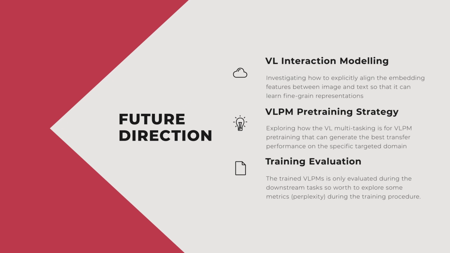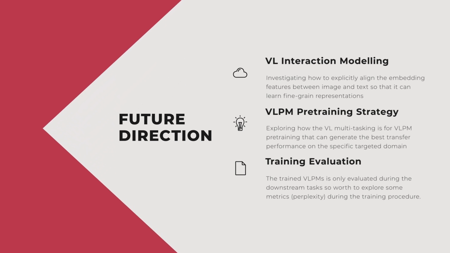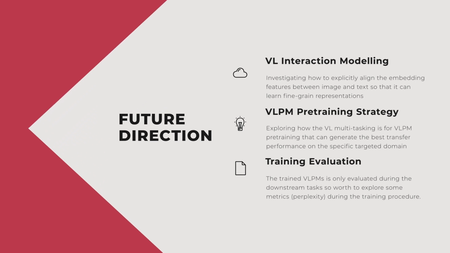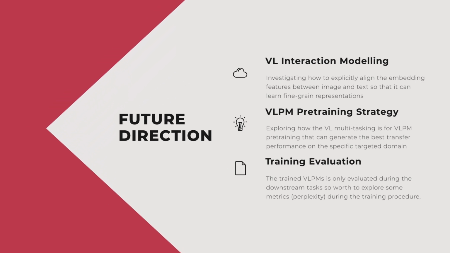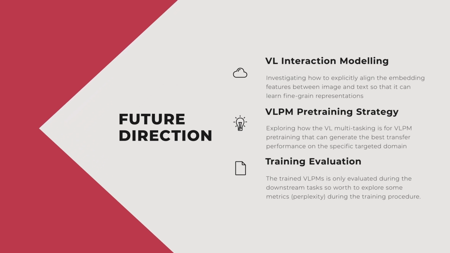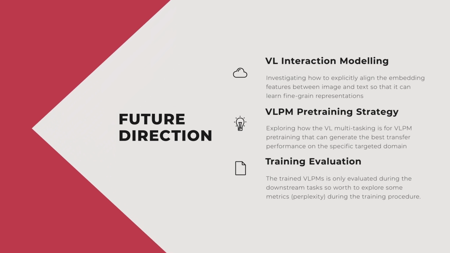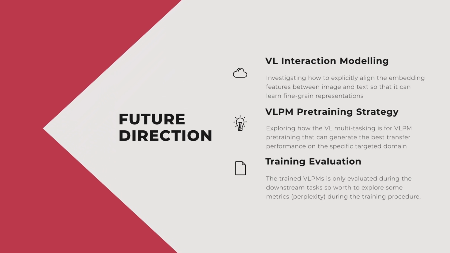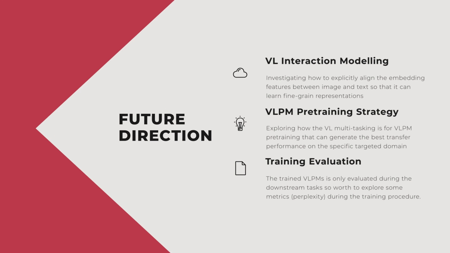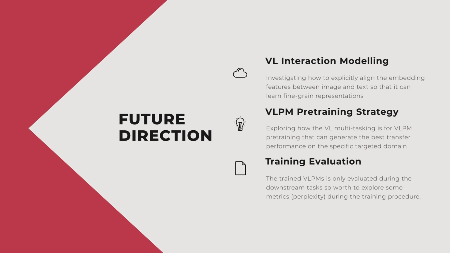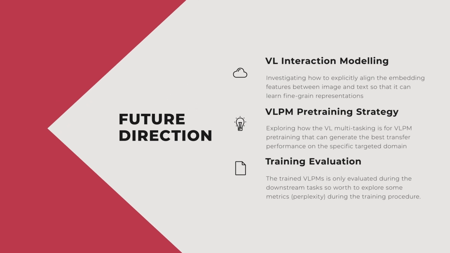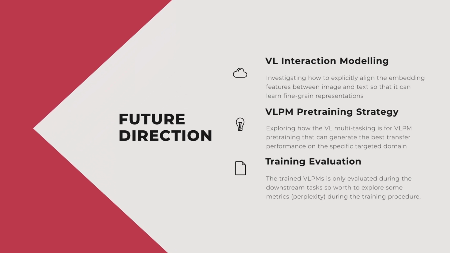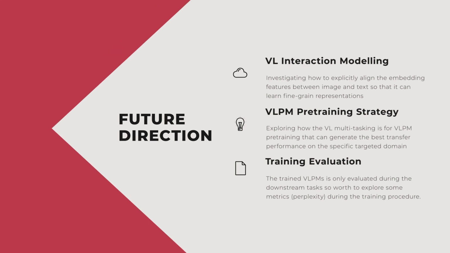First, most VLPMs focus on masking, at the task level or input level, but other cross-modal alignment strategies are encouraged. Second, it is worth exploring, step by step, how multitasking can be implemented for VLPM pre-training, that can generate the best transfer performance on the specific targeted domains and tasks. Finally, so far, the trained VLPMs can only be evaluated during the downstream tasks. It is worth exploring some metrics, such as perplexity, during the training procedure.